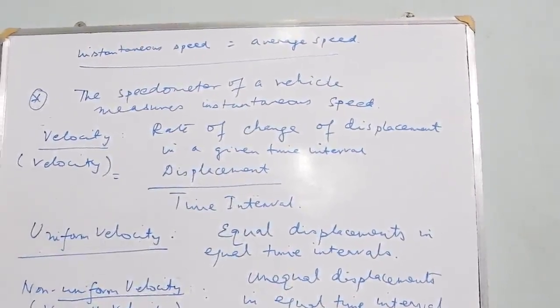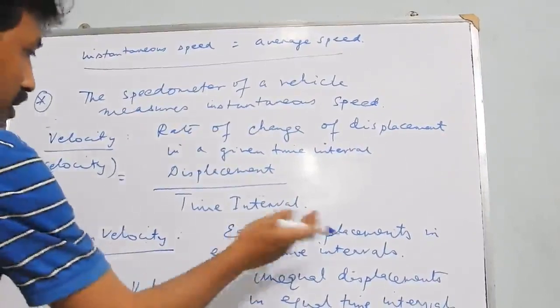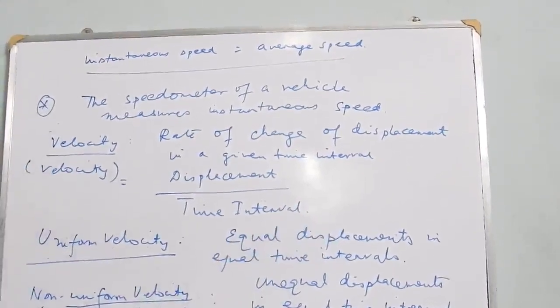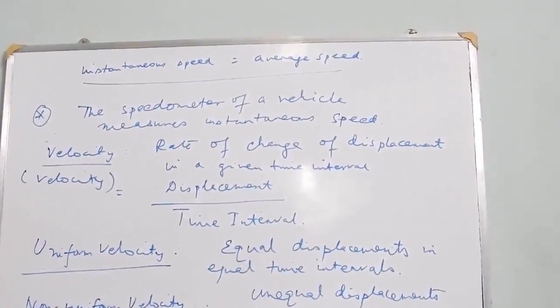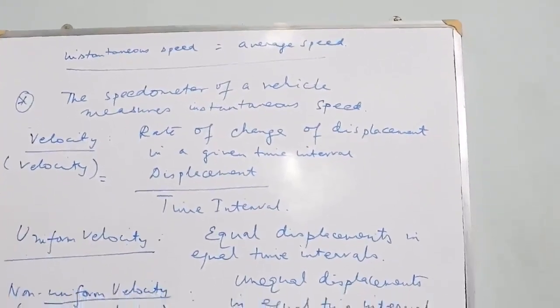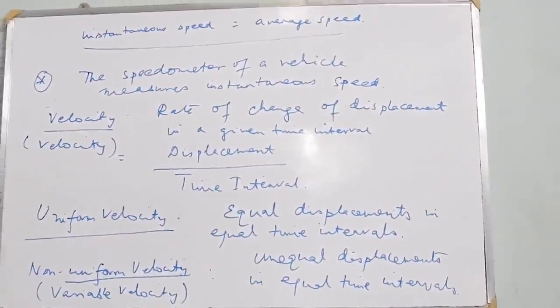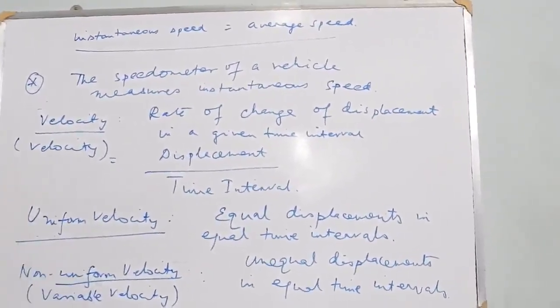But because velocity is a vector quantity and displacement is also a vector quantity, it might happen that the direction of motion of the body is continuously changing. Then also, it is quite possible that the velocity becomes non-uniform.